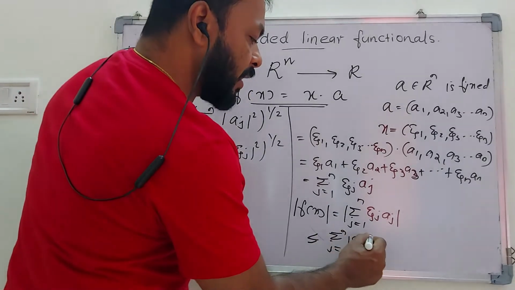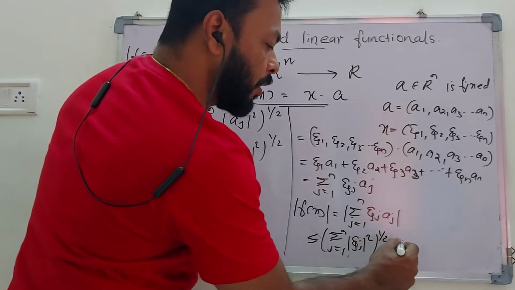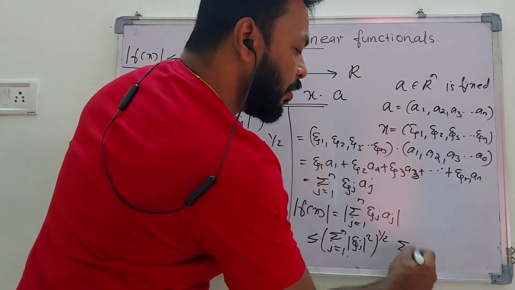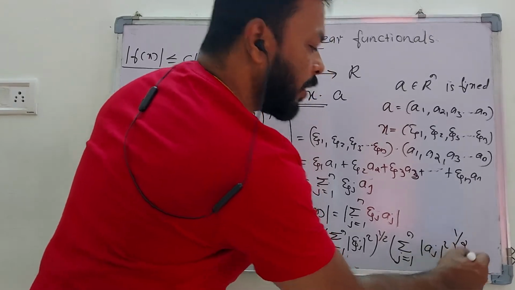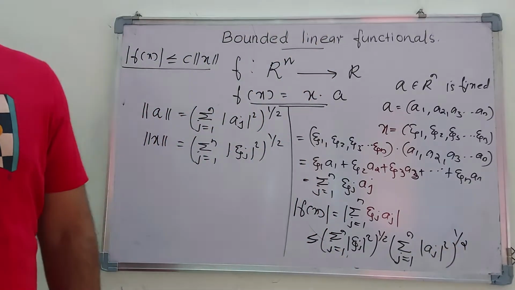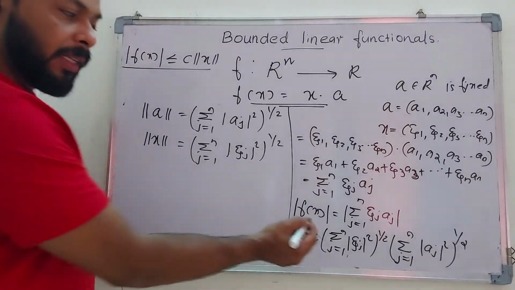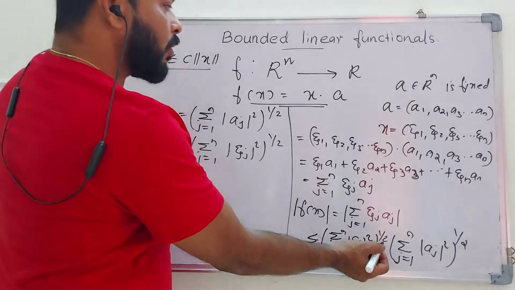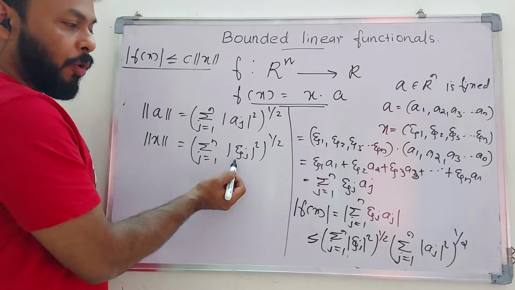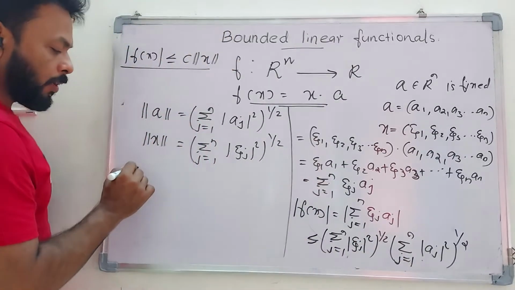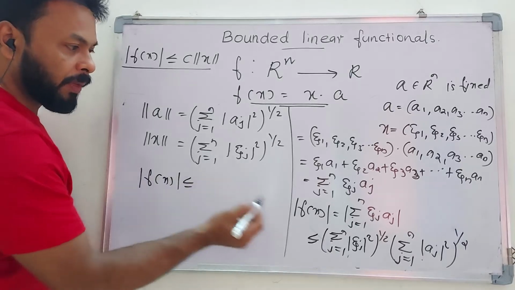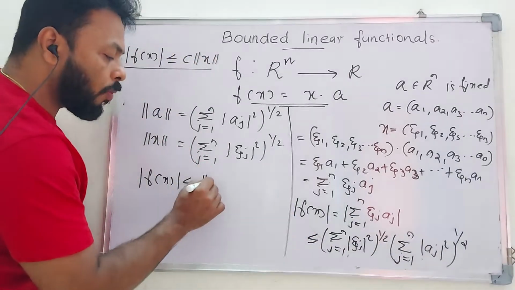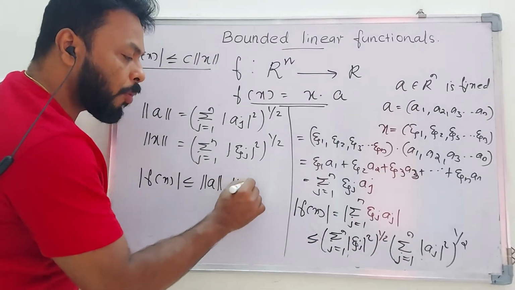Modulus of theta j square the whole raised to 1 by 2 into summation j equal to 1 to n modulus of a j square the whole raised to 1 by 2. This is by Cauchy's Schwarz inequality. But summation j equal to 1 to n mod theta j square the whole raised to 1 by 2, we know it is norm x and this is norm a. So modulus of f of x is less than or equal to norm of a into norm of x.